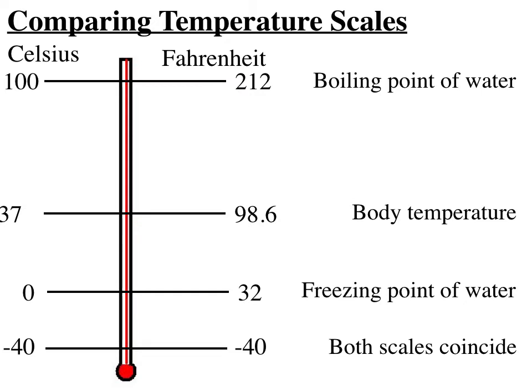Now, notice that there is actually, believe it or not, a coincidence point between the Celsius and Fahrenheit scales. Those would be at the value of -40 degrees on both scales. Now, do I expect you to know these numbers? Of course not. As a matter of fact, this is not that relevant, but it's just some points of interest for our temperature scales.